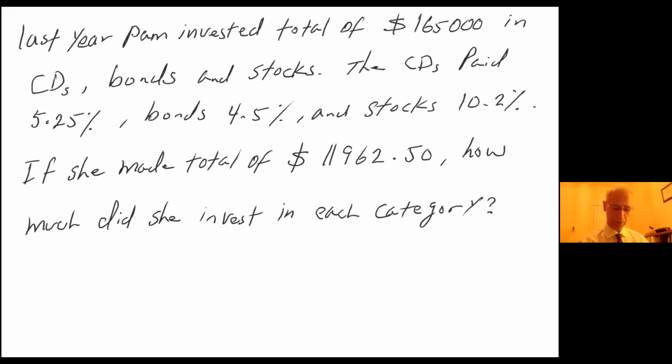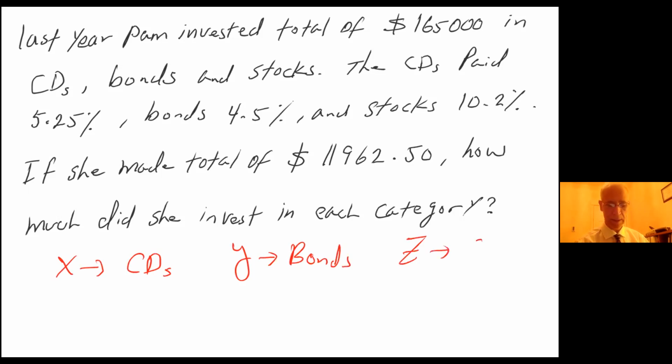Okay, so first let's just give each category a name. Let X be the amount that she invested in CDs. Let Y be the amount that she invested in bonds. And let Z be the amount that she invested in stocks. Now let's set up our equations.